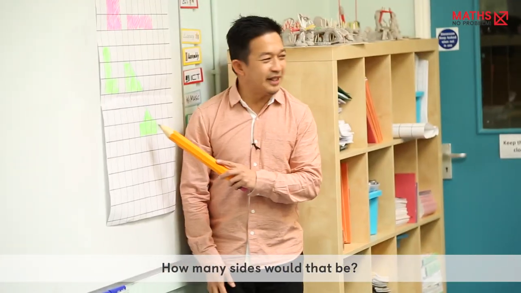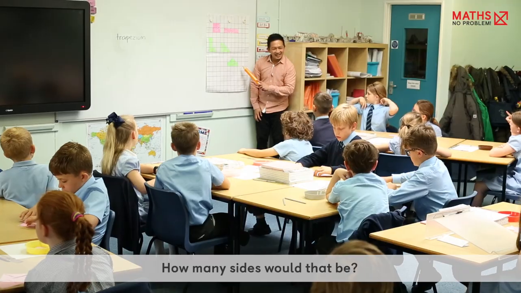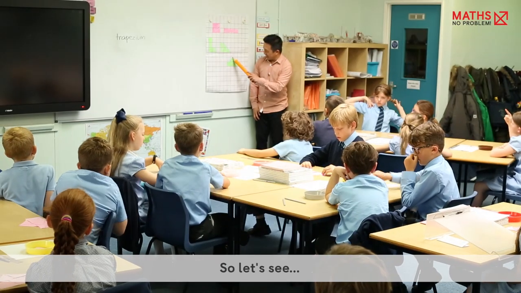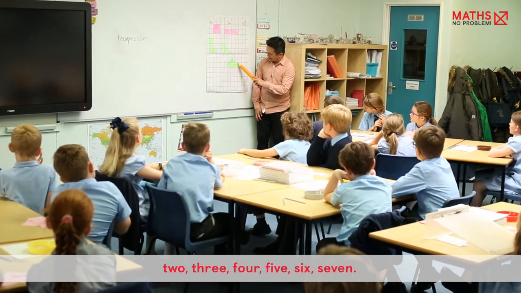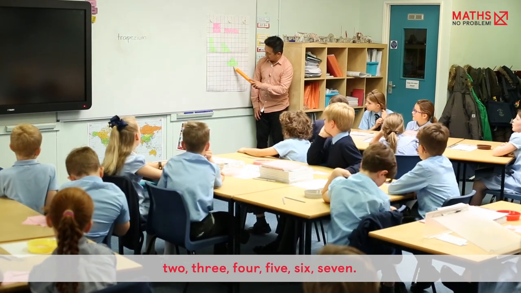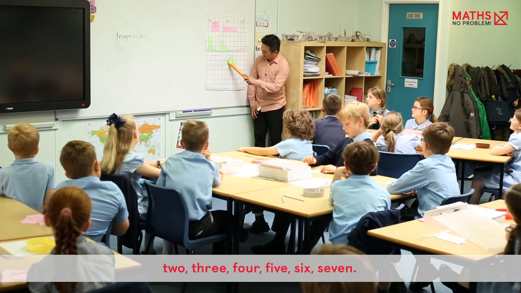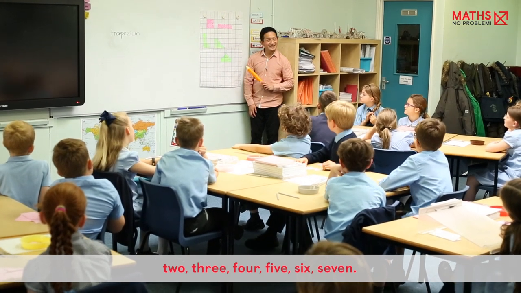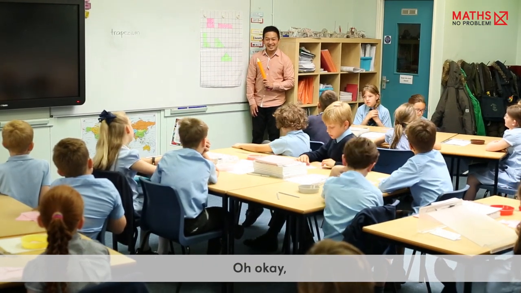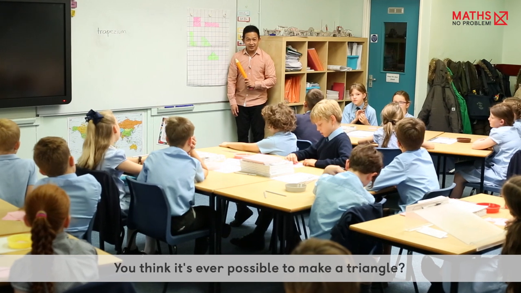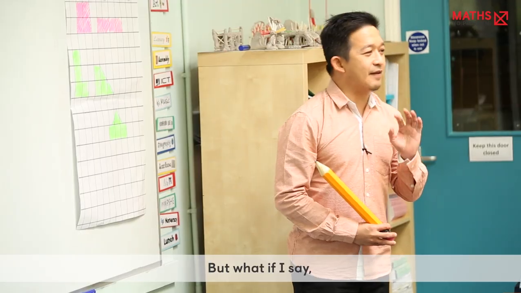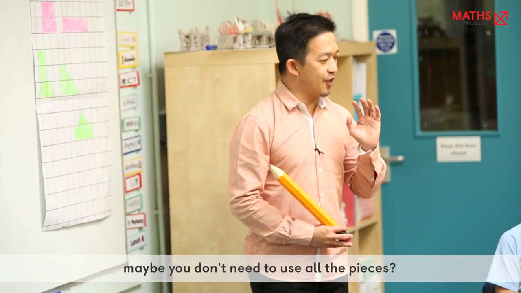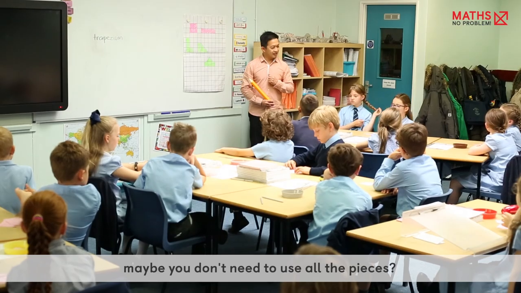How many sides would that be? So let's see. One side. Oh, okay. So it's a lot of sides. Do you think it's ever possible to make a triangle? But what if I say maybe you don't need to use all the pieces?